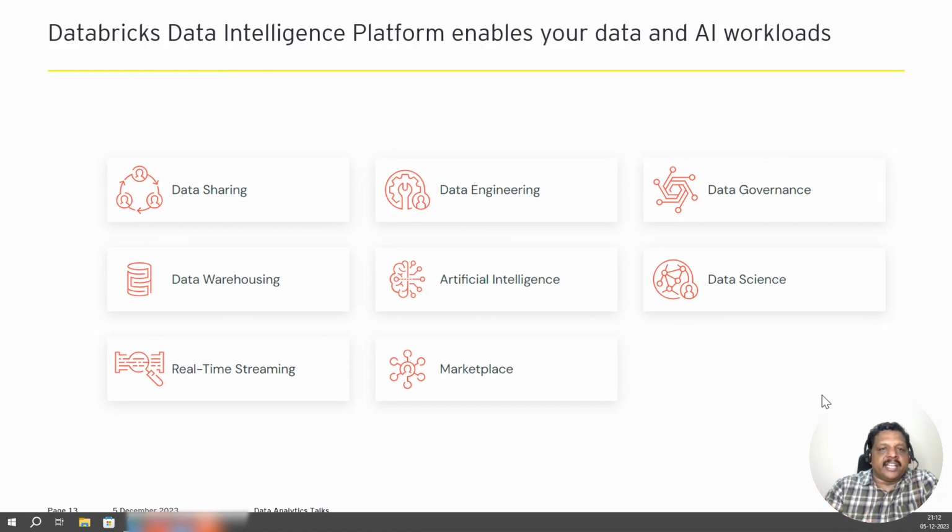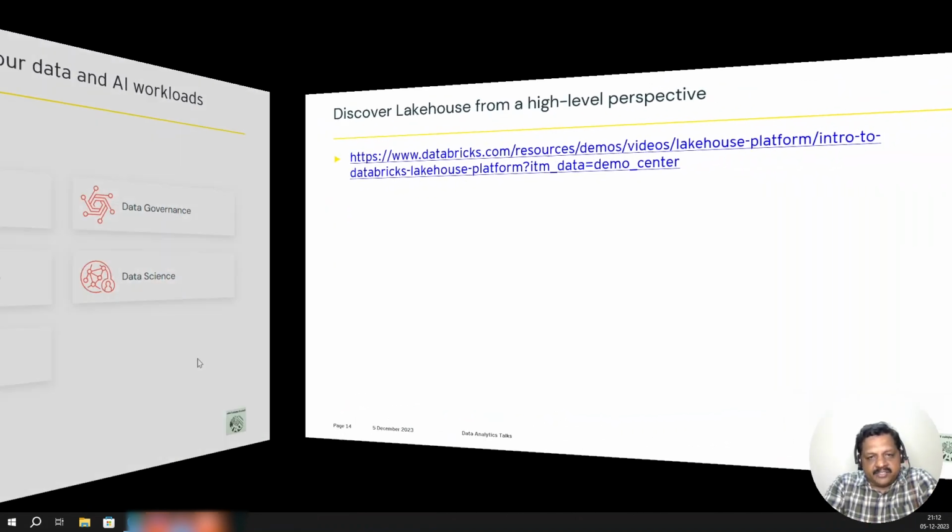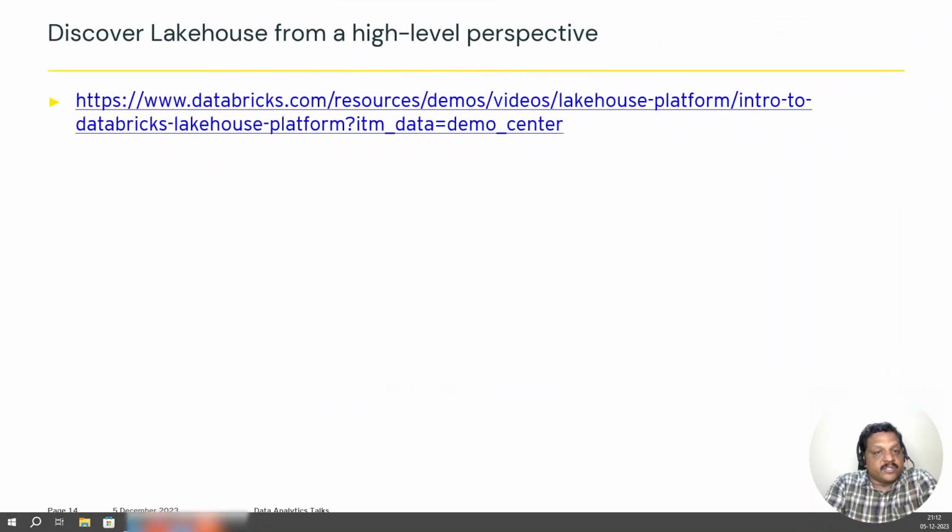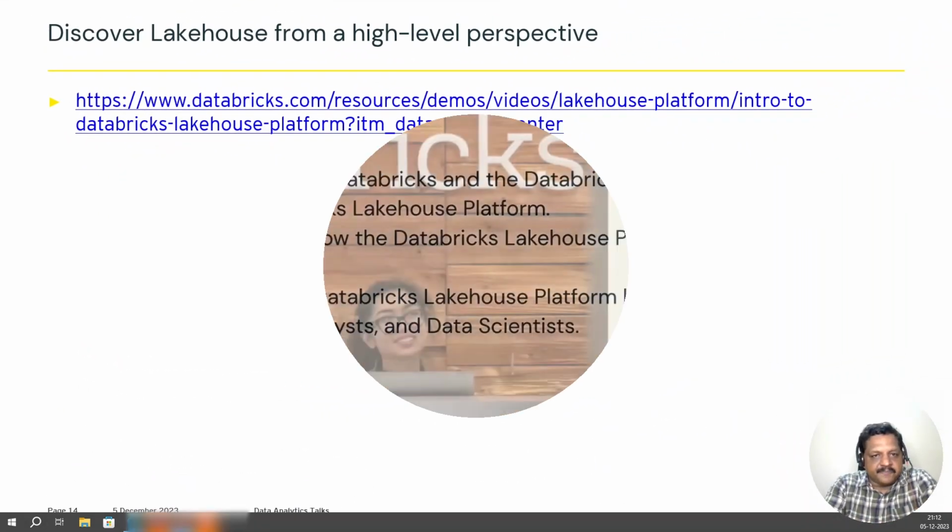The Databricks Data Intelligence Platform enables your data and AI workloads, where you can do data sharing, data engineering, data governance, data warehousing, artificial intelligence, data science, real-time streaming, and marketplace. So it's quite interesting technology. So we should all master it, right? So we will hear what Databricks wants to tell you about its features.